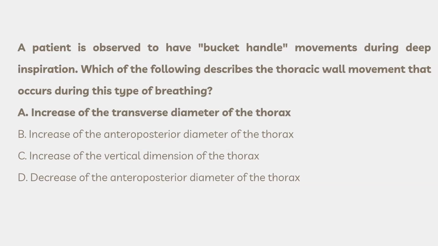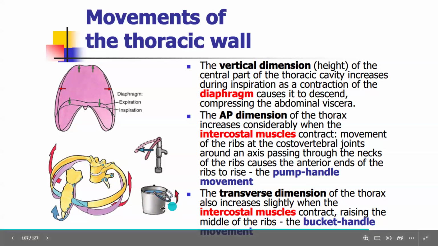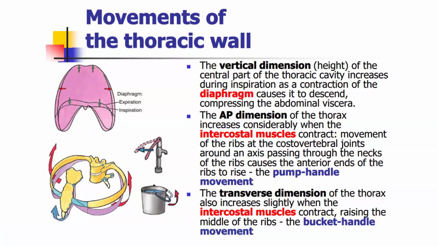Yep, the answer is A. Increase of the transverse diameter of the thorax. So right here, the transverse dimension increases when the intercostal muscles contract on inspiration. The main ribs that show this transverse movement are the bottom ribs, because they flare out as we breathe in. That resembles the handle of the bucket being lifted slightly. So it moves outwards to accommodate the lungs to expand and allow air to come in on inspiration.